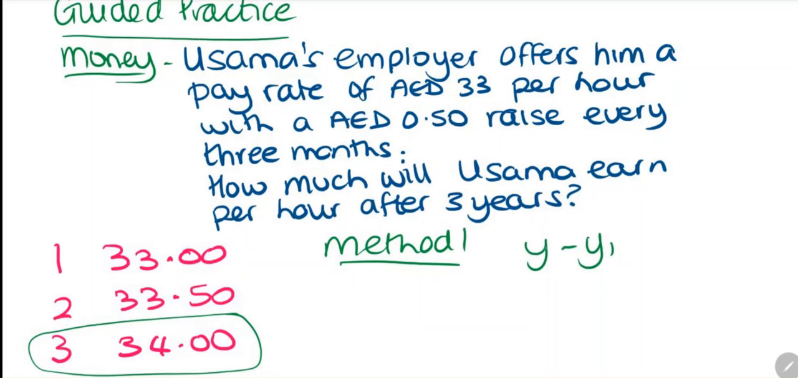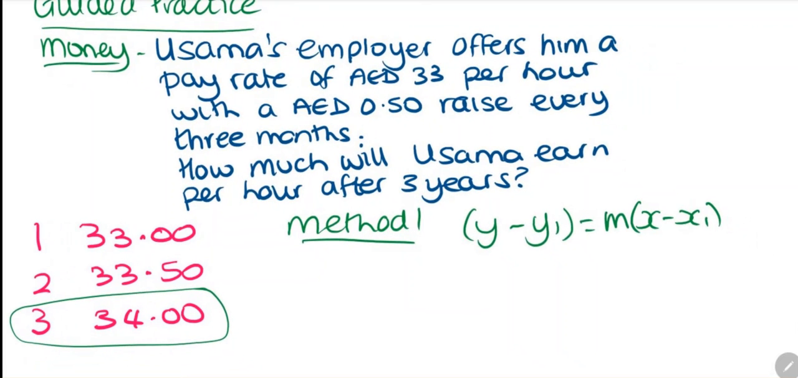y minus y1 is equal to m(x minus x1). So the first thing I'm going to do is put my x and y values. So x is 3 and y is 34. And I'm going to substitute this in. So I have y1, which is 34.